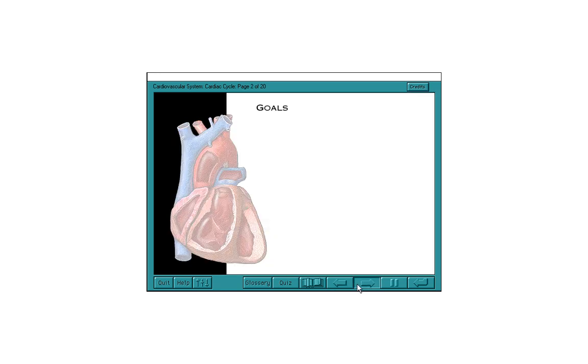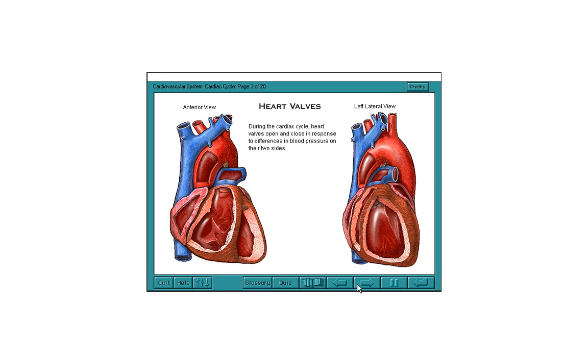Your goals for learning. During the cardiac cycle, the heart valves open and close in response to differences in the blood pressure on their two sides. These illustrations show the pulmonary semilunar valve, the aortic semilunar valve, the left atrioventricular, or AV valve, which is also known as the bicuspid valve, and the right atrioventricular, or AV valve, also known as the tricuspid valve.